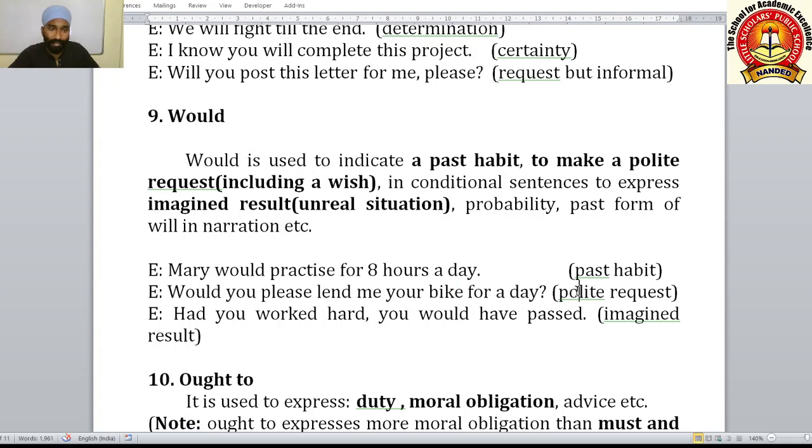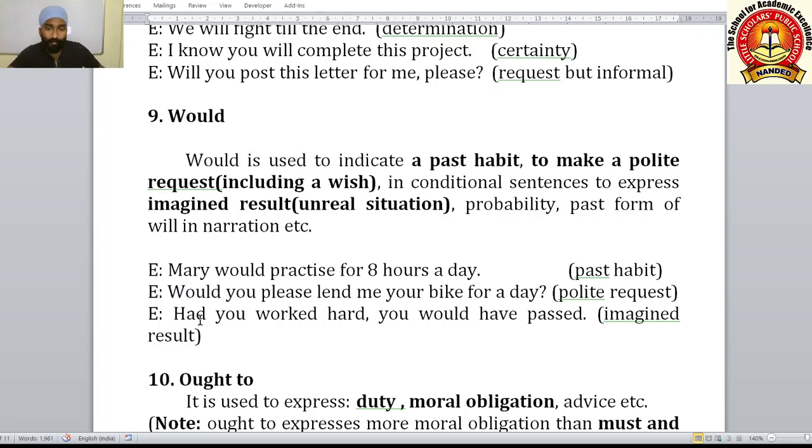Here a request is there, a polite request. If you say, will you please lend me your bike for a day, that is an informal request. Here also informal but polite request. This is more polite. Would is more polite than will.